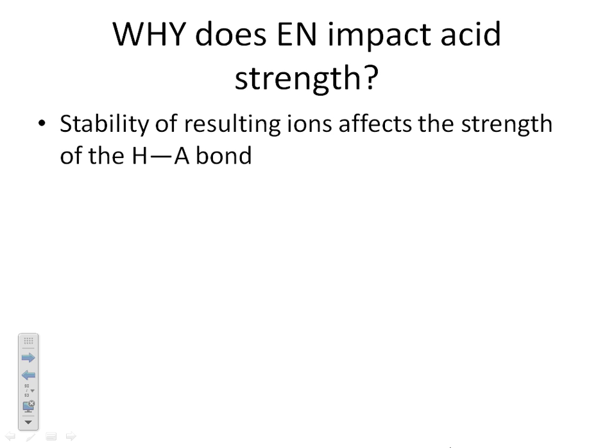So how does electronegativity affect acid strength? Why is this our main thing that we're thinking of? Once again, it is all about the hydrogen to other element bond that we are talking about. And I don't want to say hydrogen bond because that's an intermolecular force of attraction, but the actual covalent bond between hydrogen and something else. Electronegativity has an effect because of what we call stabilization.